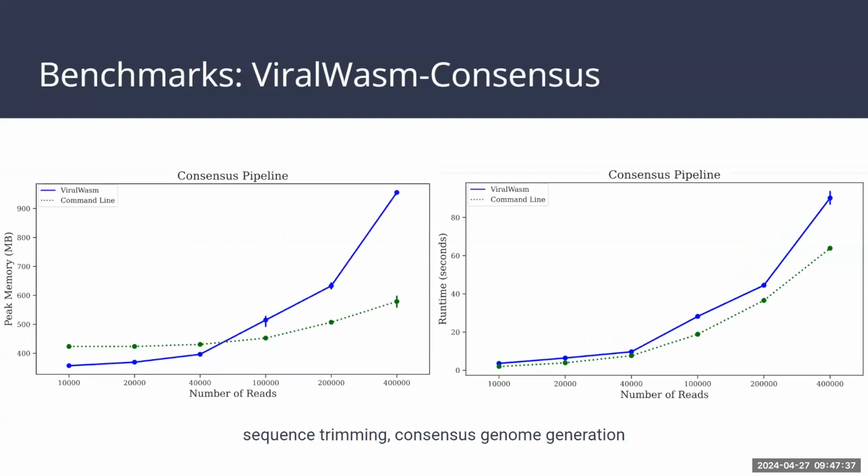If we look at ViralWasm consensus, for the memory, it starts at around 400 megabytes, and then it jumps all the way to 900, which is still pretty reasonable for a workstation. And with 400,000 reads, that's pretty large for even an individual health department, so that should be manageable. And then for the runtime, it's maybe a difference between 85 seconds and a minute. So not too bad for the slowdown.